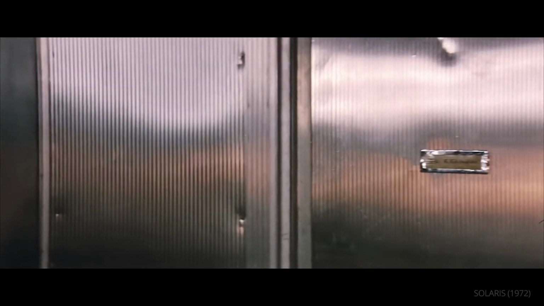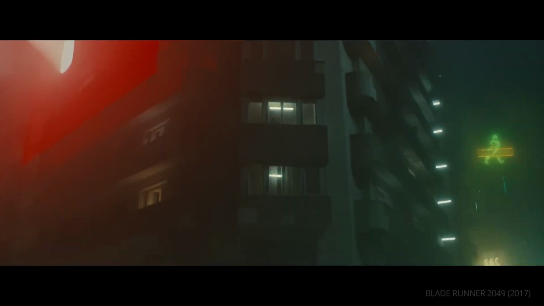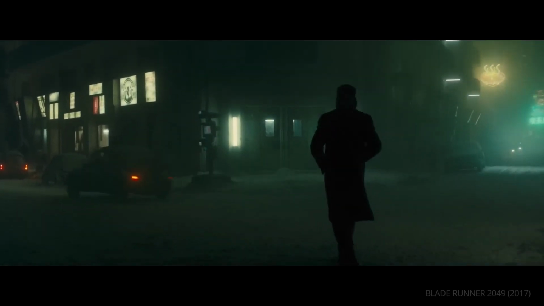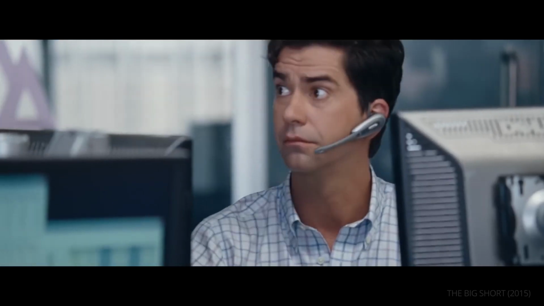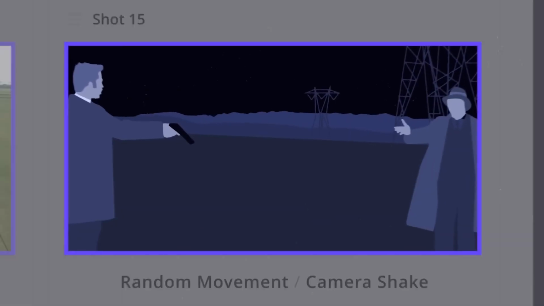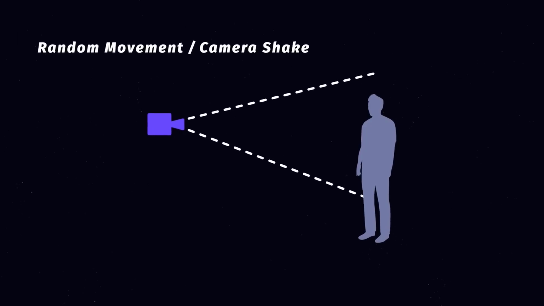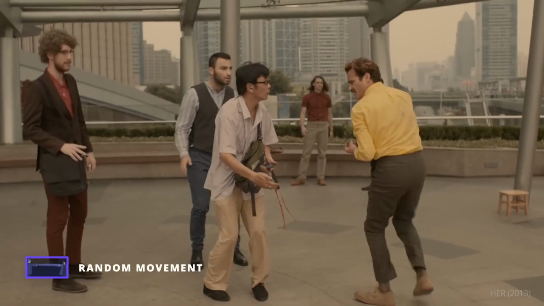Most camera movements are highly precise, controlled. But sometimes filmmakers want to produce movement without control, which brings us to our final camera movement: random movement. Random camera movement is defined by camera shake, incidental zooms, or any movement that happens on the fly.